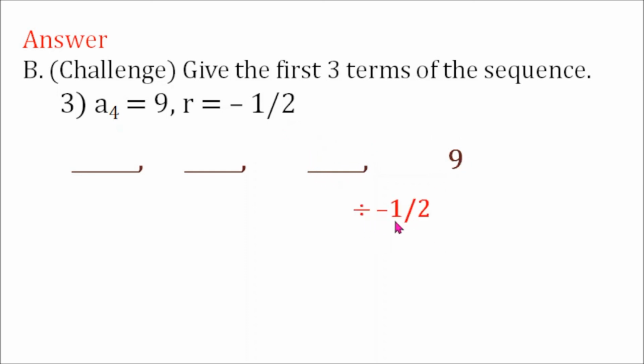Divide 9 by -1/2, we have -18. Again, divide -18 by -1/2, we have 36. And again, 36 divided by -1/2, it gives us -72. So the first three terms are -72, 36, and -18.